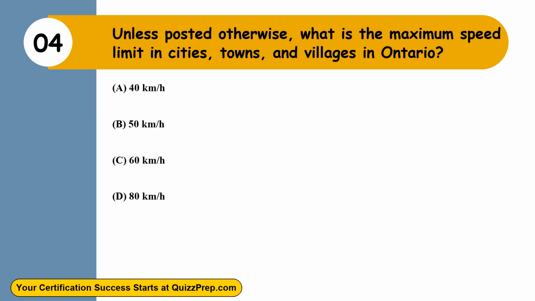Question 4. Unless posted otherwise, what is the maximum speed limit in cities, towns, and villages in Ontario? Option A, 40 km/h. Option B, 50 km/h. Option C, 60 km/h. Option D, 80 km/h.